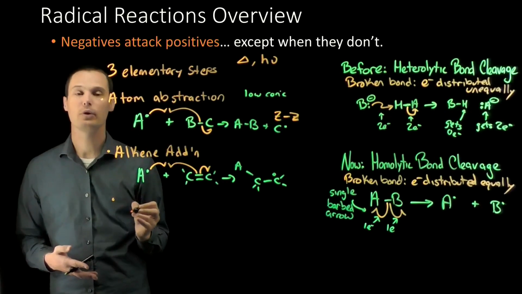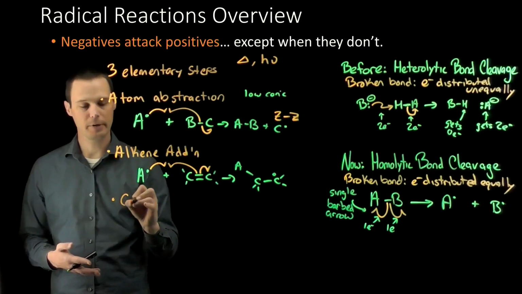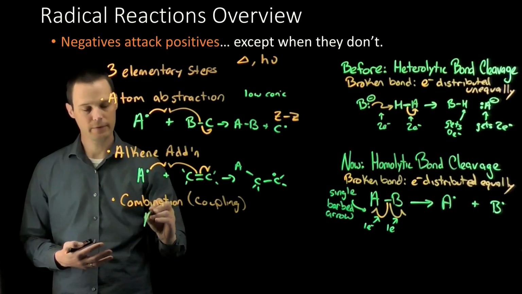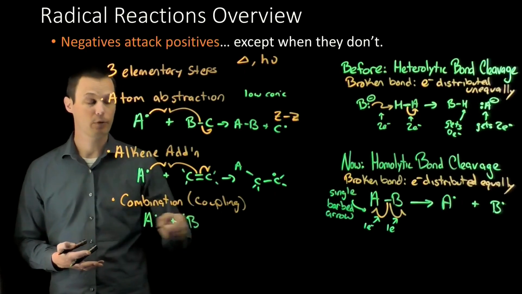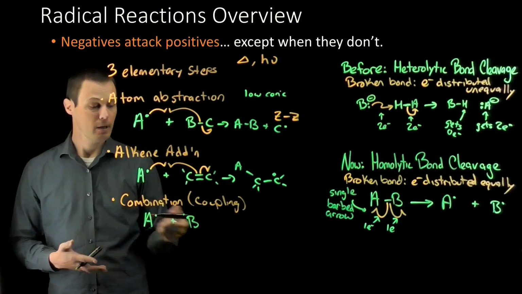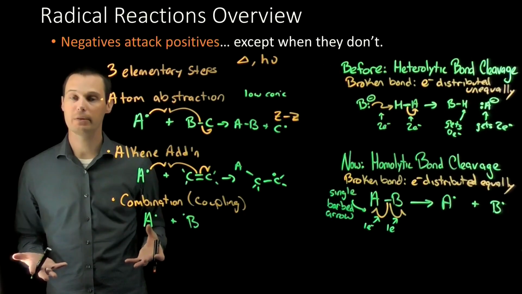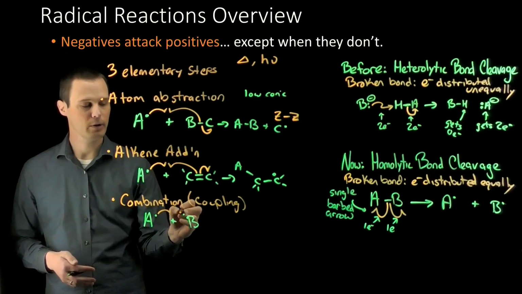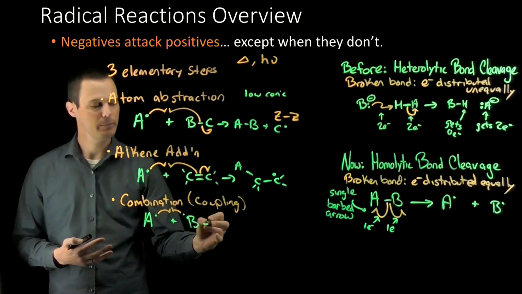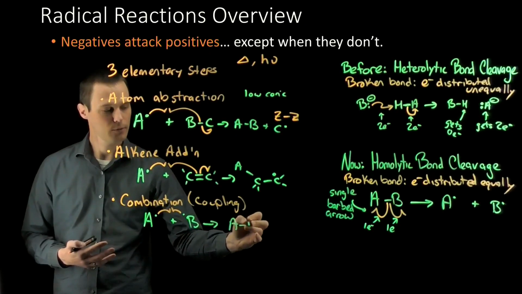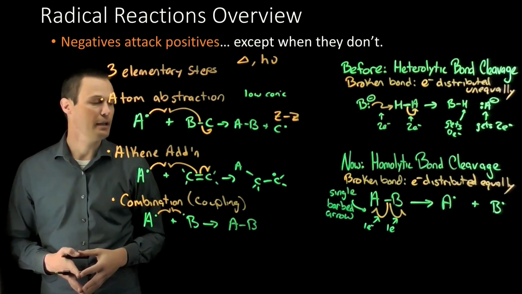And the final possible elementary step for a radical reaction is combination, also sometimes called coupling. And that's when we have 2 individual radicals, and we want to form a bond between 2 individual radicals. We're going to need 2 electrons for that bond. Where can we get those 2 electrons from? We can get 1 electron from radical A and 1 electron from radical B. Those 2 electrons will allow us to form a new bond between atom A and atom B.